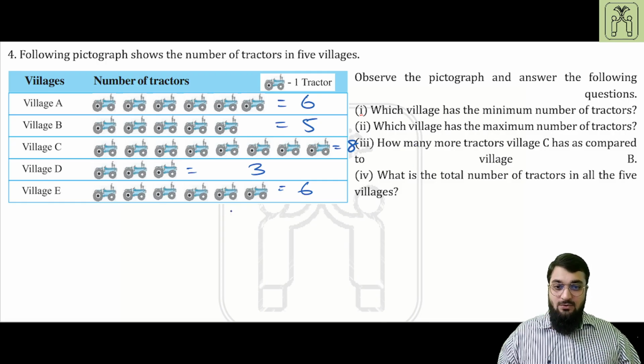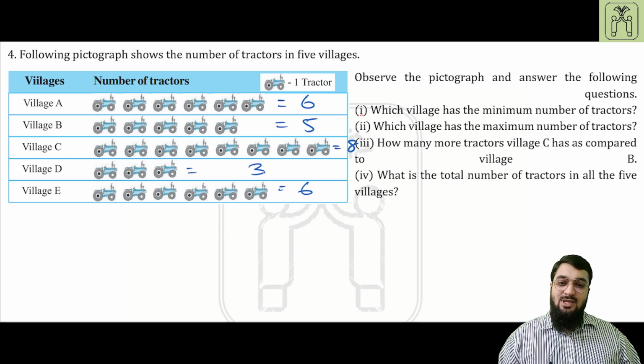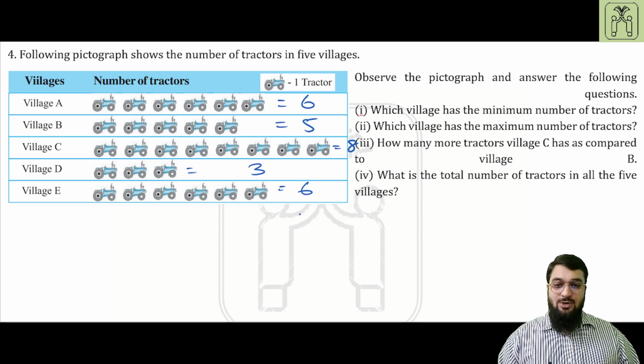So coming to part 4, that will be 6 plus 5 is 11, plus 8 is 19, plus 3, and 19 plus 3 is 22, plus 6 is 28, if I am not wrong. So 28 is the answer for part 4.